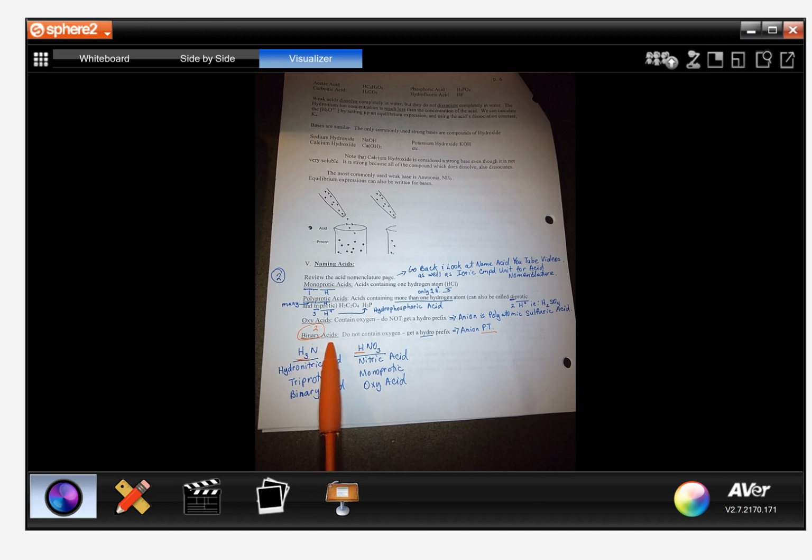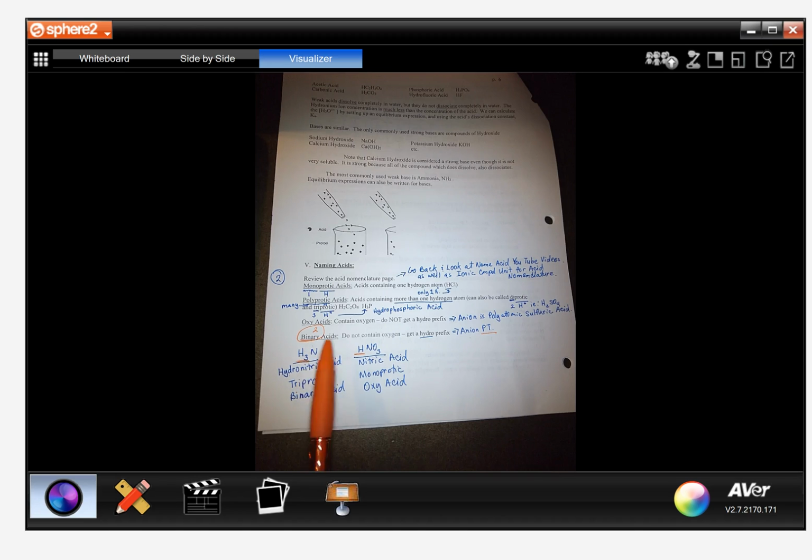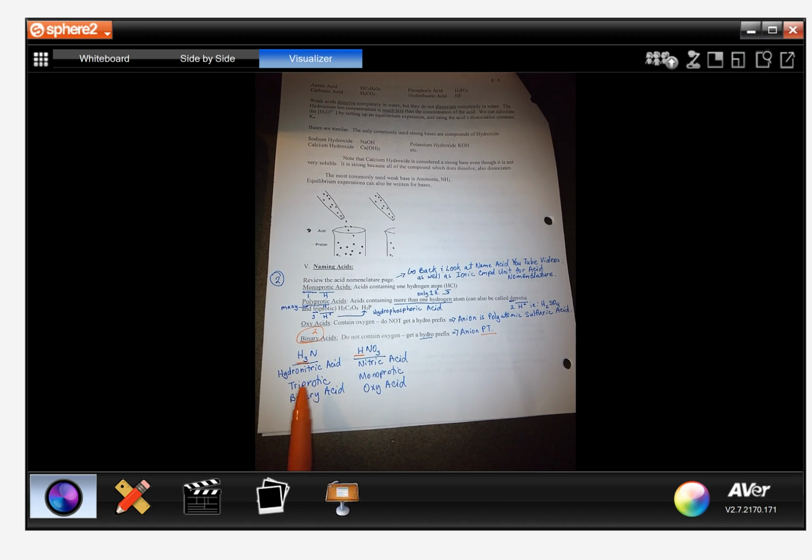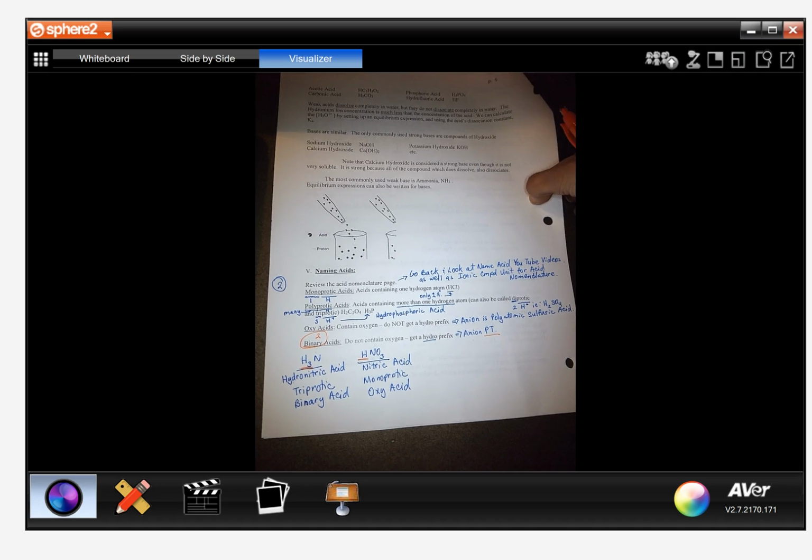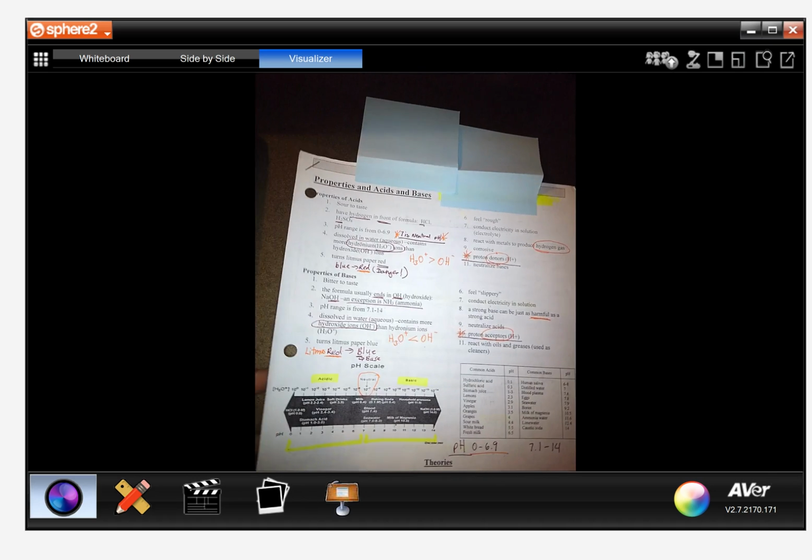Your binary acids do not contain oxygen, and the anion is usually from the periodic table. Binary, don't forget, means 2, so they're usually 2 elements that are attached. Hydronitric acid is a good example of it. This is a binary acid because there are 2 elements attached to it. But notice how many hydrogens there are. There are 3 hydrogens, so this would be known as a triprotic acid.